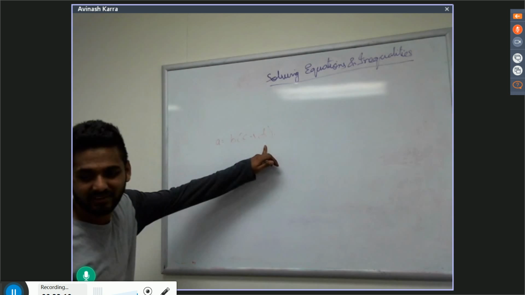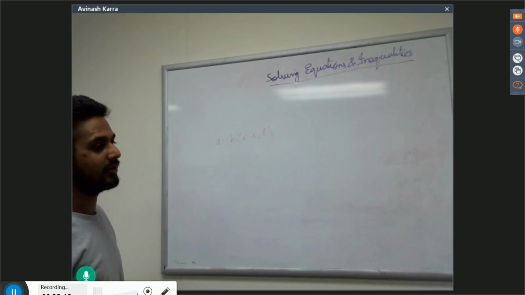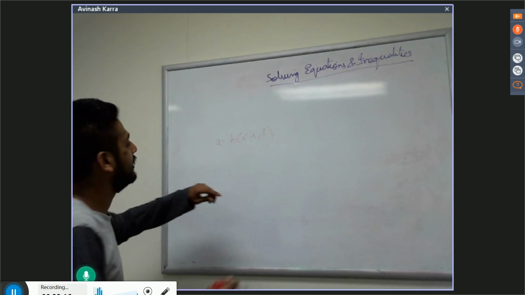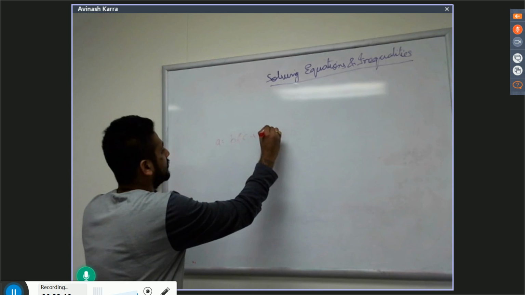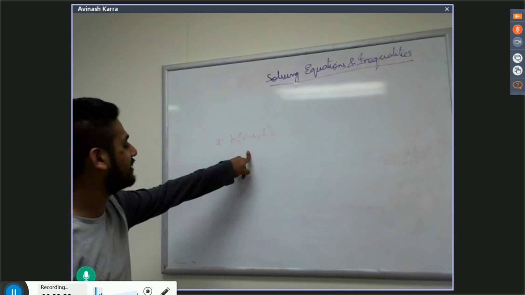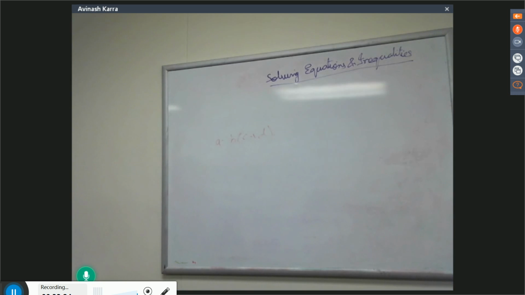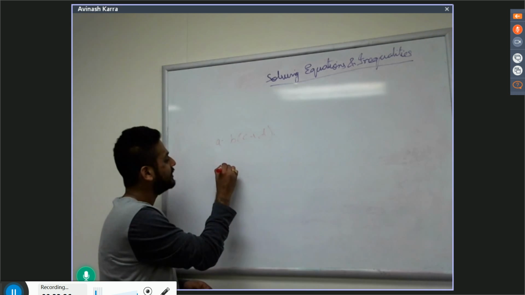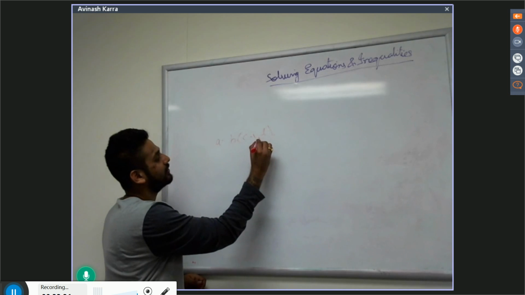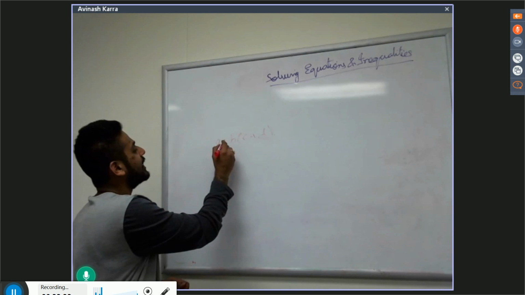Can you see this? A is equal to B into C plus D. Okay? These are parentheses. A is equal to B into (C plus D). Can you make D the subject and find D?